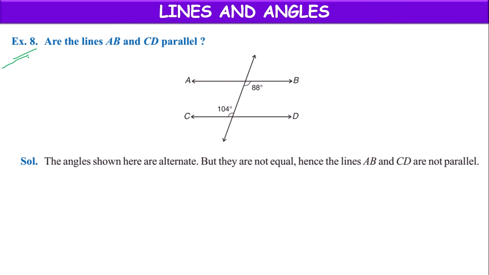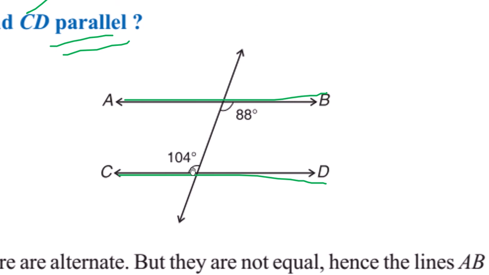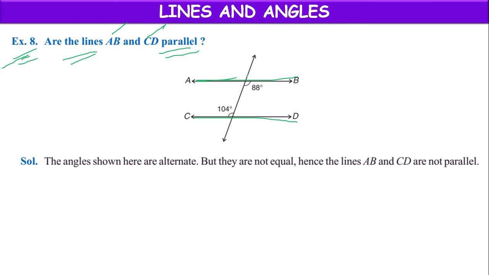Next, example 8. Are the lines AB and CD parallel? We have to check whether the lines AB and CD are parallel or not. In the figure, they have given this angle as 104 degrees and this angle as 88 degrees. These are the two lines, and this line is intersecting both the lines at two different points. So this is a transversal, with one angle below and one above, on opposite sides.